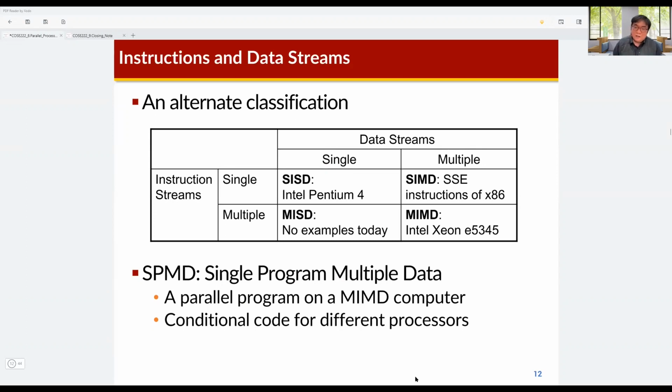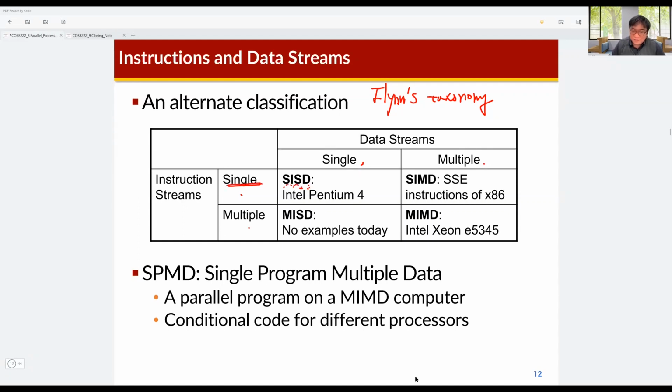Okay. Actually, this classification is called Flynn's taxonomy. In Flynn's taxonomy, we categorize the data stream as single data and multiple data. Also, we classify the instruction streams as single instruction and multiple instruction. So single data can be handled by single instruction. So there is the SISD, as I explained. Single instruction handles single data, SISD.